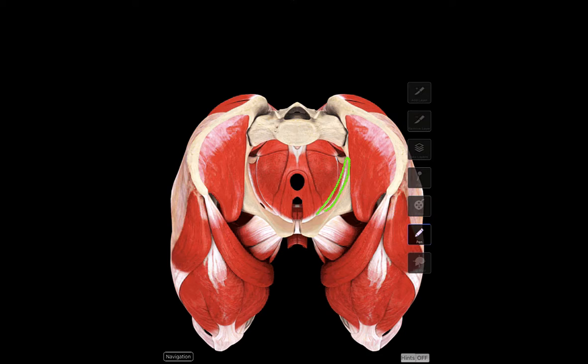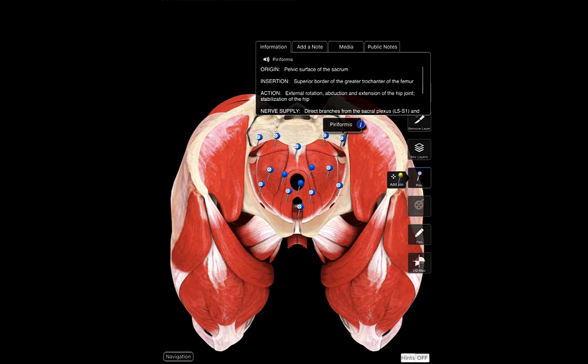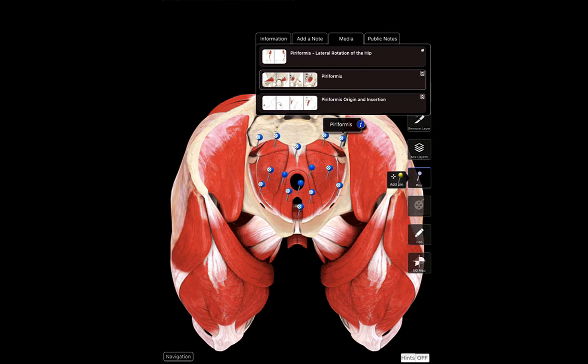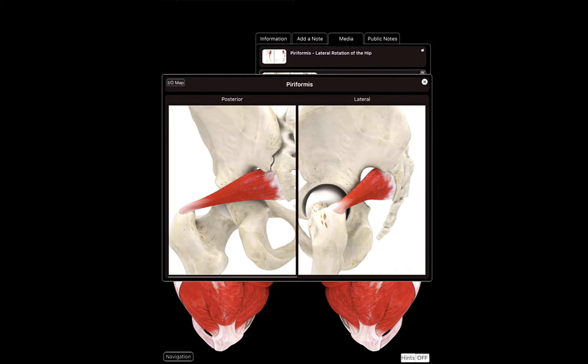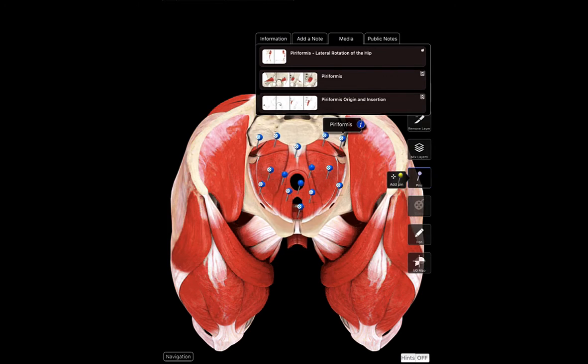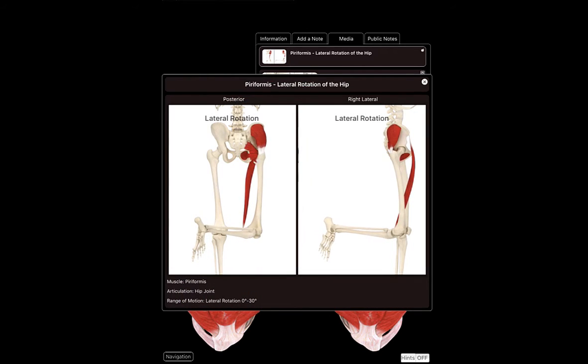It's kind of a bummer as far as looking at it from this view, but it's the best way to do it at this point. Then let's move on. Next is the piriformis. It's just a tiny little guy. It looks like it up there, but notice it's a lot bigger, inserting into the greater trochanter from the sacrum, and it helps with that lateral rotation of the hip. Really a cool muscle, the piriformis.